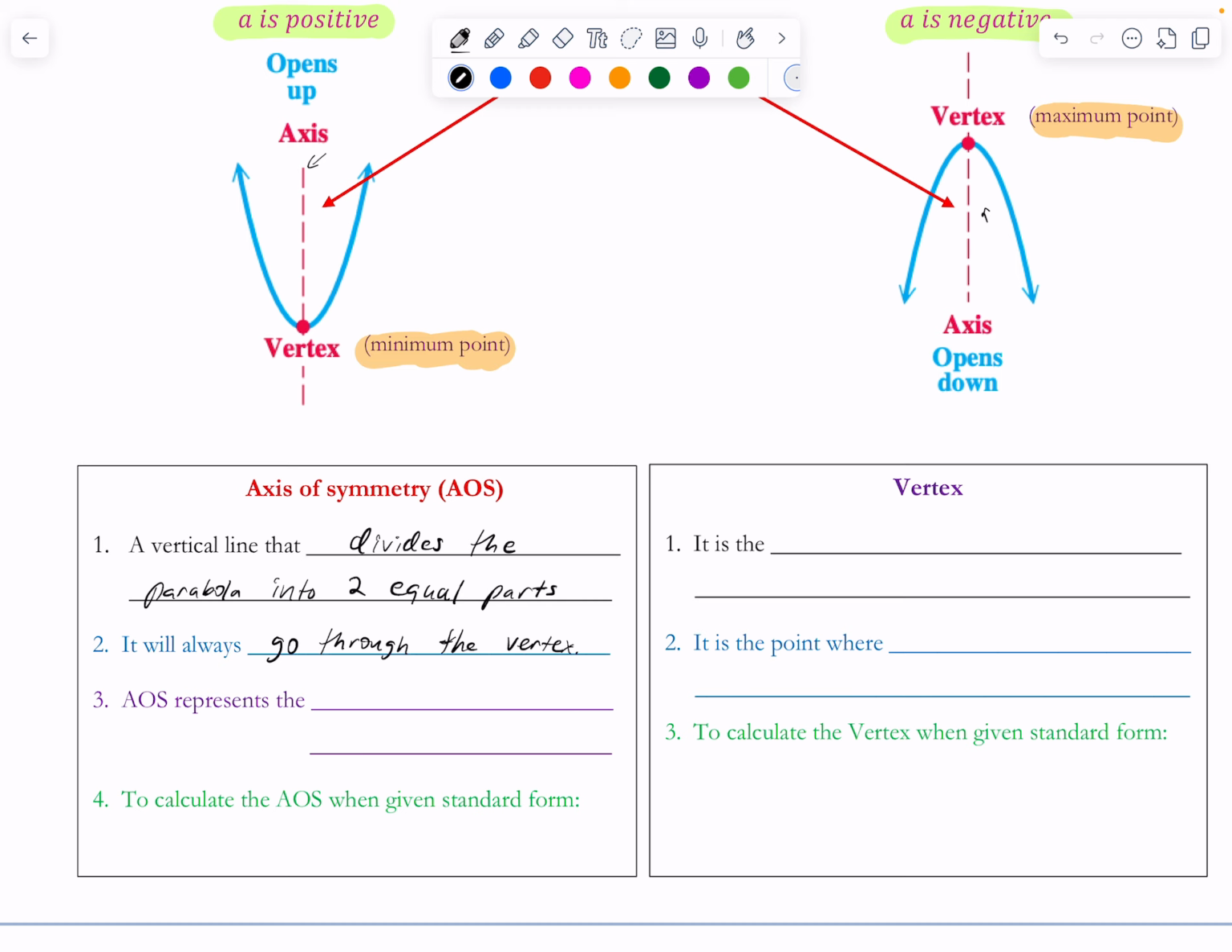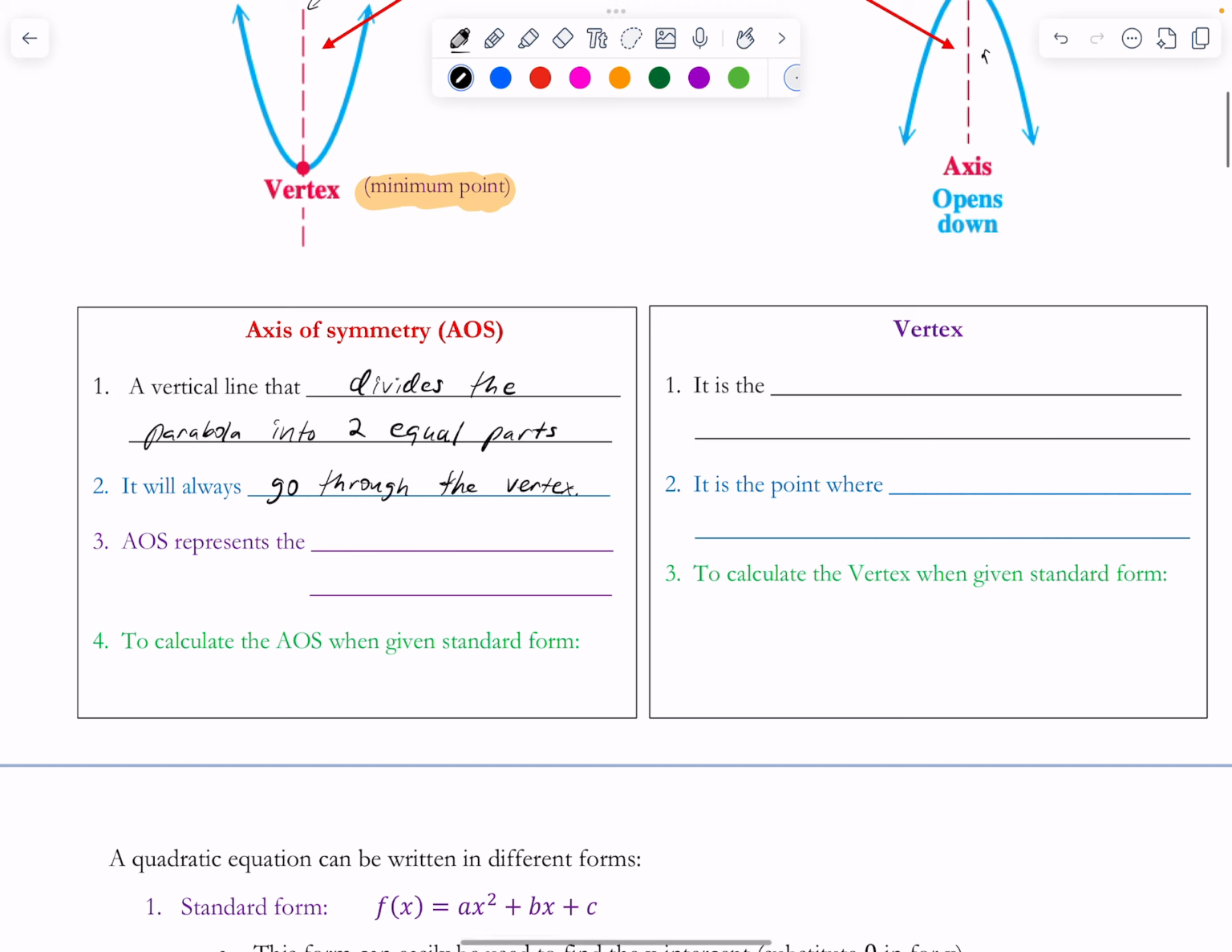All right, and in the equation for vertex form, which we talked about in the first unit on parent functions, it's always going to be that x equals h value. So you just have to think opposite for that. It will always go through the vertex, and for vertex form, it's going to be x equals h.